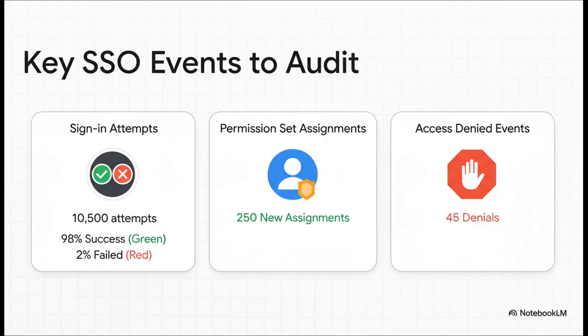So to have that complete picture, you absolutely must be monitoring these specific events. You need to watch all sign-in attempts, both successful and failed. You have to audit every single time a permission set is assigned or changed. And you need to track any access denied events during role switching. This gives you that full end-to-end view of who's getting in and what permissions they have across the whole organization.